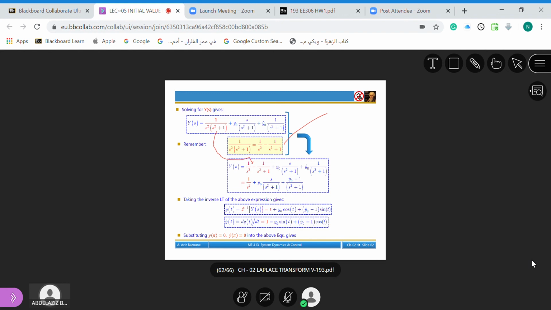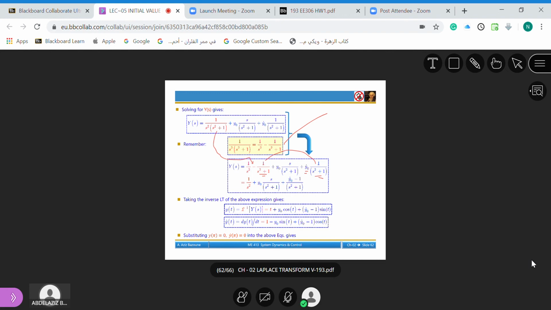This term, guys, here, it will turn out to be simply 1 over s squared, and I will take 1 from here. Here I have y0 s over s squared plus 1, and here I have 1 over s squared plus 1. I take s squared plus 1 common from here and here. So I will have 1 over s squared plus y0 s over s squared plus 1 plus y dot 0 minus 1 over s squared plus 1.